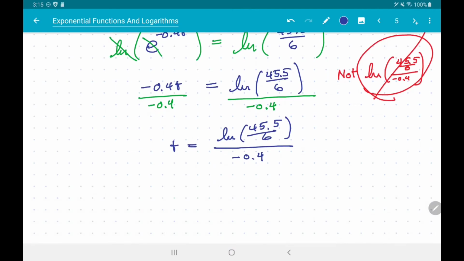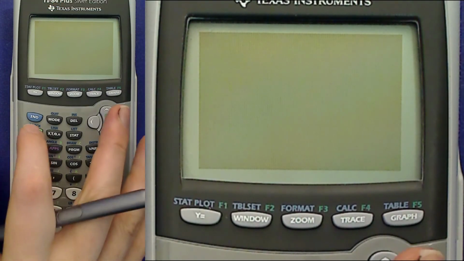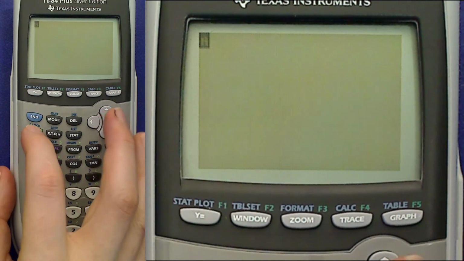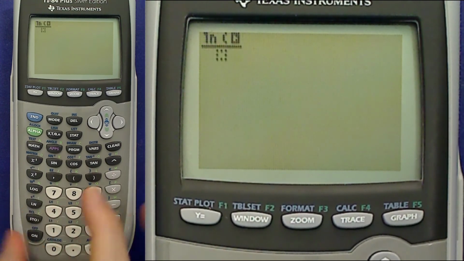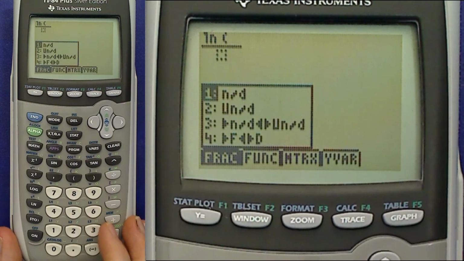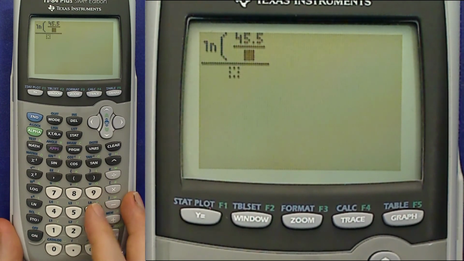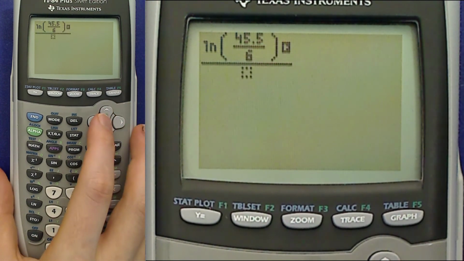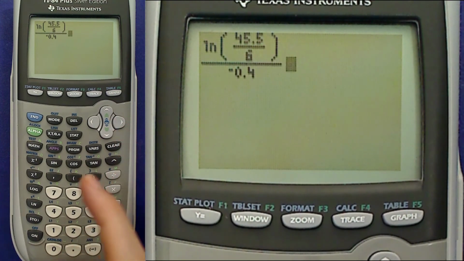Let's go to the calculator and figure out what this number actually is. Okay, I need to set up division, so I'll do this, then ln of, and I can set up another fraction like this, 45.5 divided by 6, and all of that is divided by negative 0.4. And I'm going to save that.